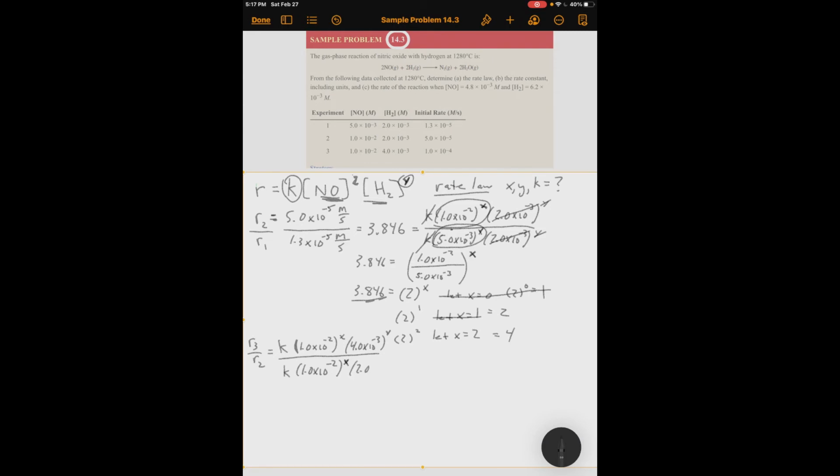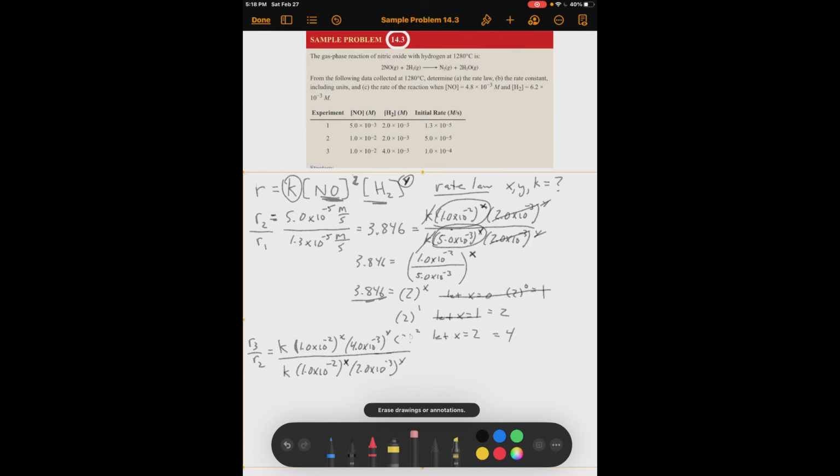You have to be really careful. It's so easy for your eyes to lose track of what numbers you're looking for. So it's not a bad idea after each step, particularly when you're learning how to do it, just check your numbers. Make sure you're doing what you're thinking you're doing. I'm trying to take rate 3 over rate 2. So I want k times 1.0 times 10 to the minus 2 to the x, good. 4.0 times 10 to the minus 3 to the y, good. And then divided by k, 1.0 times 10 to the minus 2 to the x, 2.0 times 10 to the minus 3 to the y. Good. Looks like it's there.